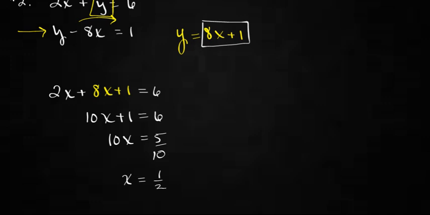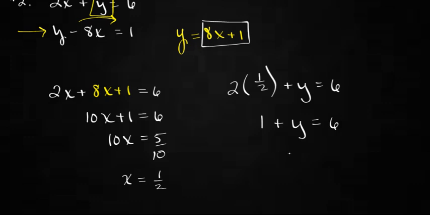Which is no big deal. Now that we know x is equal to 1/2, let's go ahead and plug that into an equation. If we use the first one, we get 2 times 1/2 plus y equals 6. Well, half of 2 is just 1, so 1 plus y equals 6. So if we look at that, we have y equaling 5 on this example as well, because 1 plus 5 is 6.